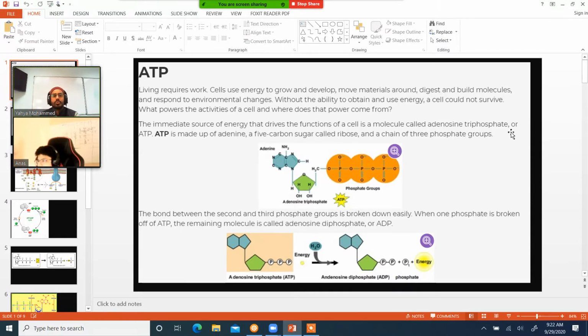We're going to talk about ATP today. This is an important molecule. This molecule is basically how the cell uses energy. It's the energy molecule that the cell uses in order to power everything in the cell. This is called ATP, and this molecule is composed of three different things.